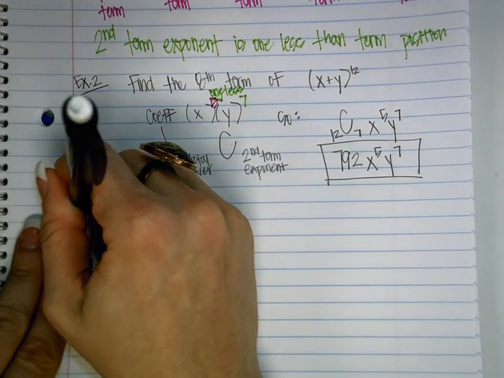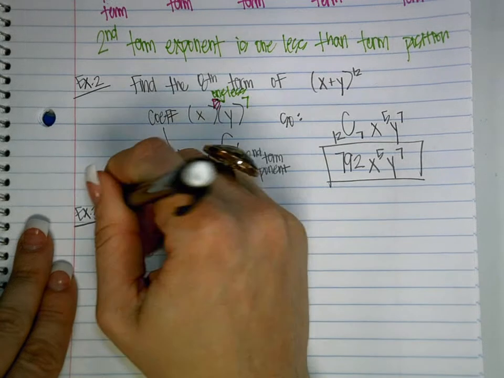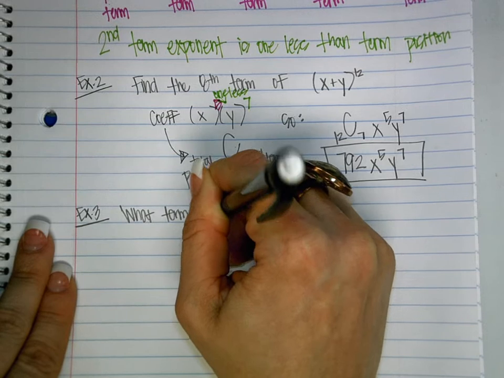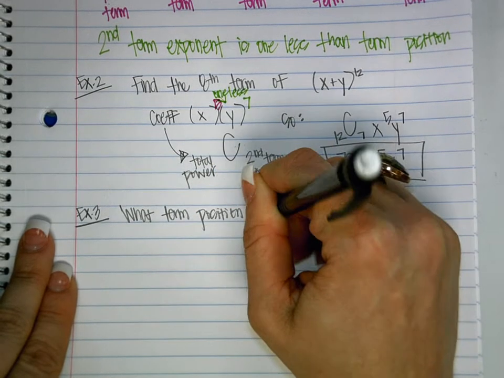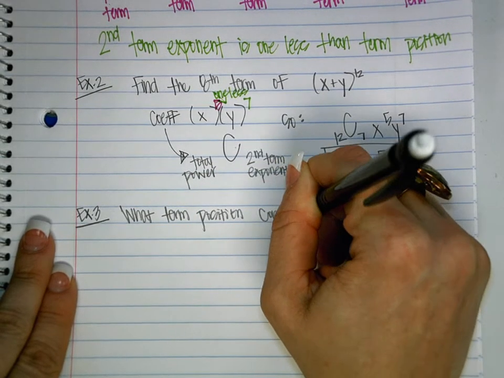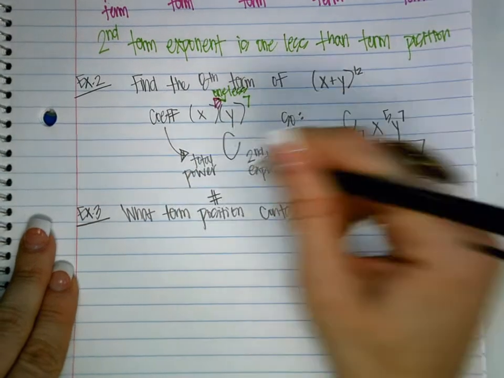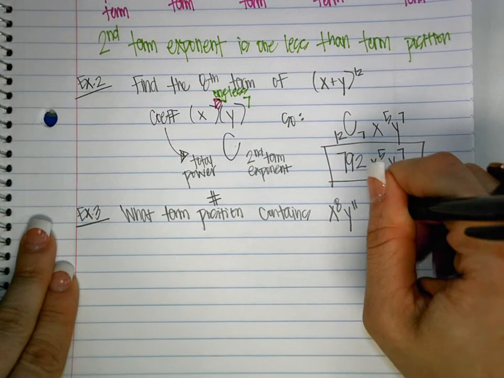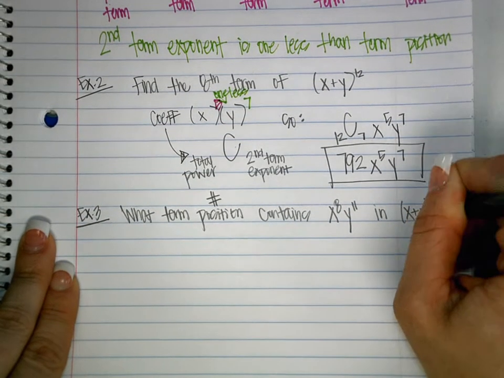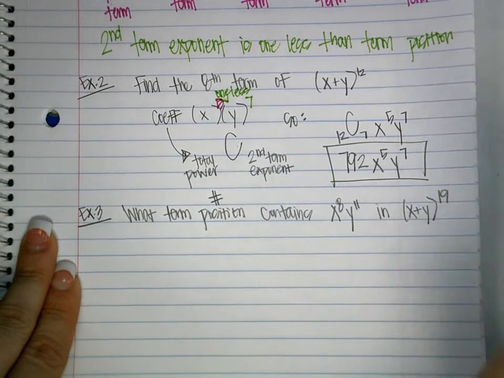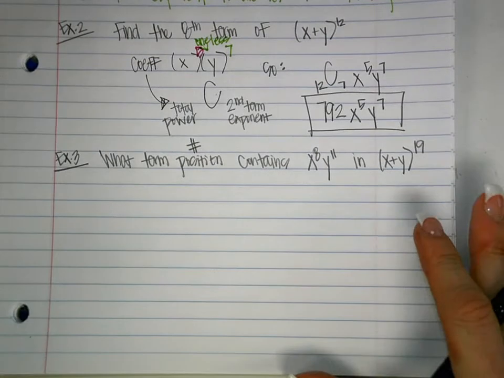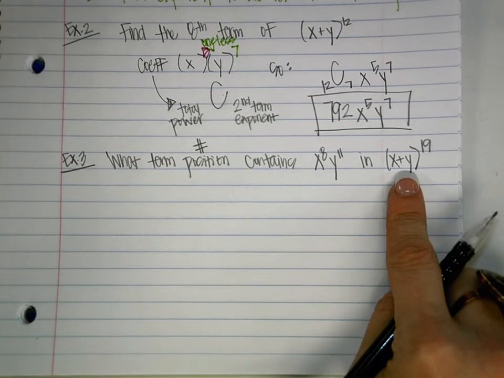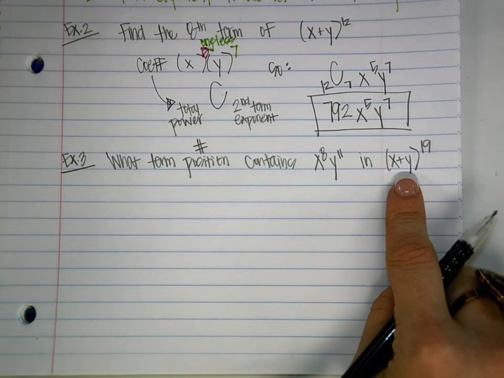Next one, for number 3, I would like you to tell me what term position, or term number basically, contains x to the 8th, y to the 11th in the expansion of (x plus y) to the 19th power. What term position contains x to the 8th, y to the 11th in the expansion of (x plus y) to the 19th power?